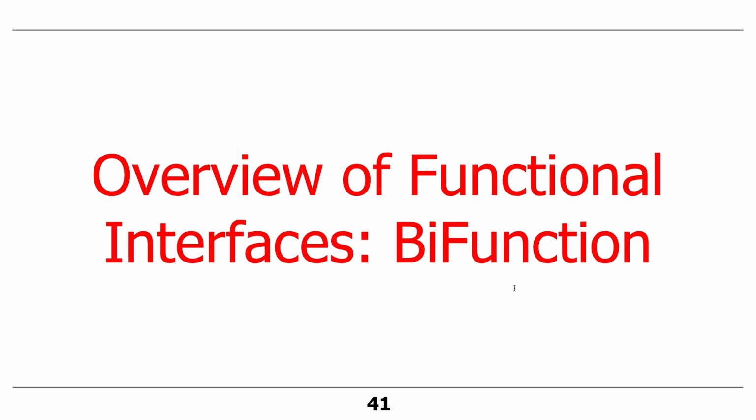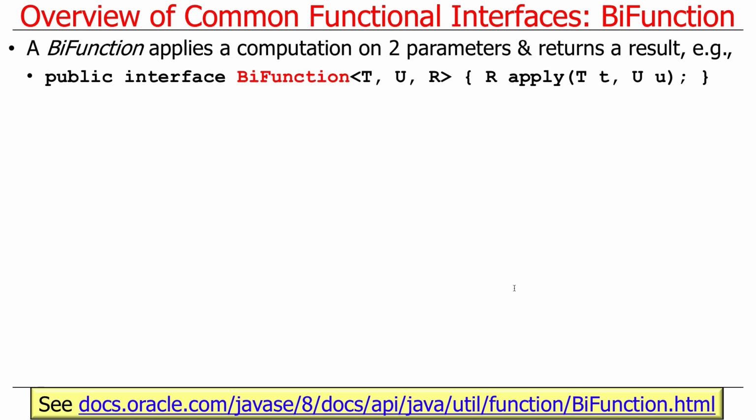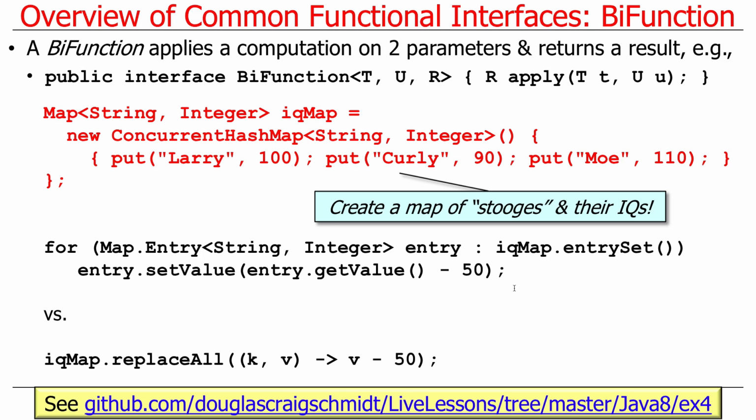Next example, and this will probably be the last one we'll talk about today, BiFunction. As the name suggests, a BiFunction is going to work on two parameters and return a result. You can see here that we have parameters t and u, which are the two parameters given to apply. And there's a parameter r, which is the result of applying a function to t and to u. So let's take a look at an example here.